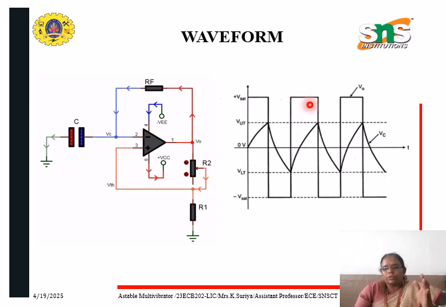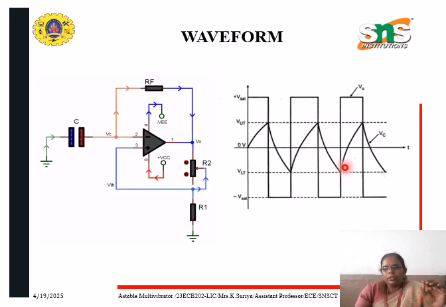So this continues. So again the capacitor will start charging. So charging and discharging of the capacitor continues as the output changes from plus Vsat to minus Vsat and minus Vsat to plus Vsat. So this automatically happens, and this timing period can be changed by changing the values of this capacitance and the resistance.